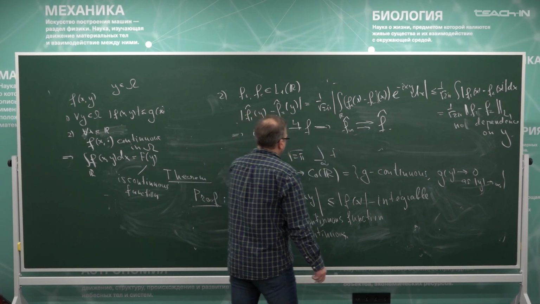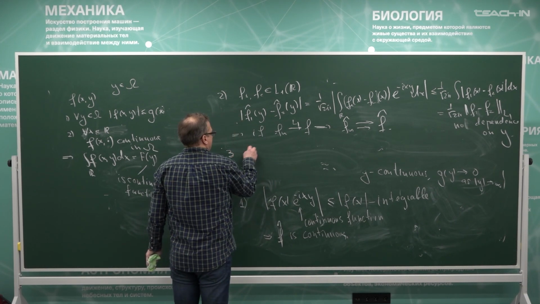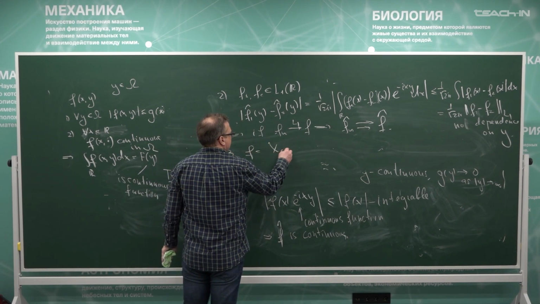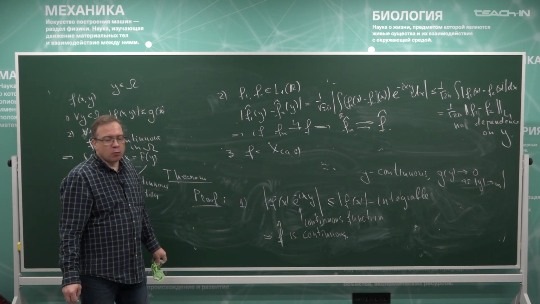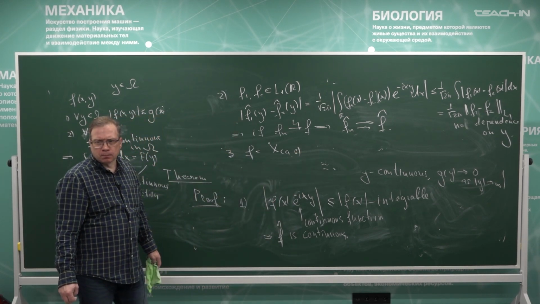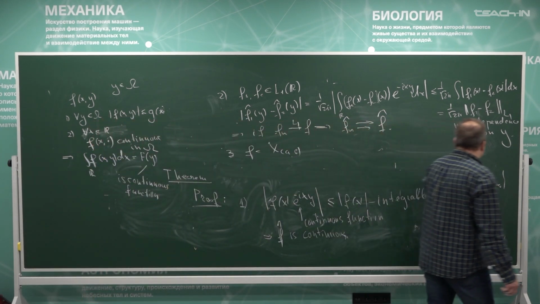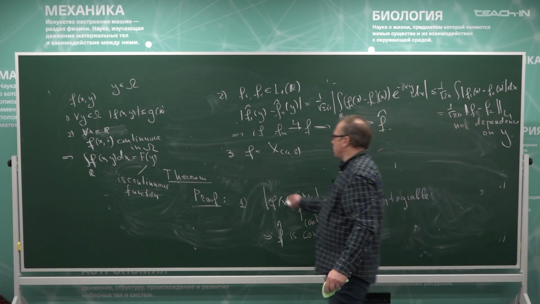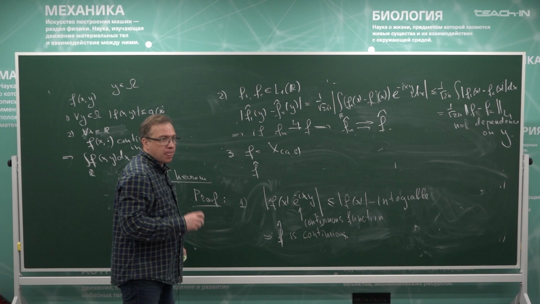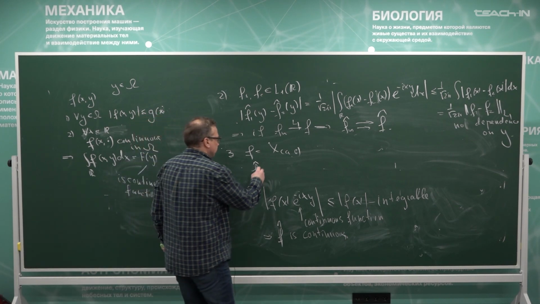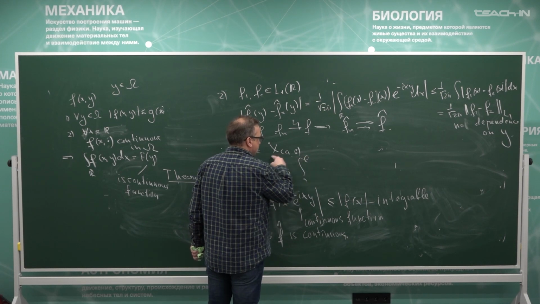And third, let the function f be the characteristic function of the interval AB. We begin with the Fourier transform. Can you calculate the Fourier transform of this simple function? It is the indicator of the interval.